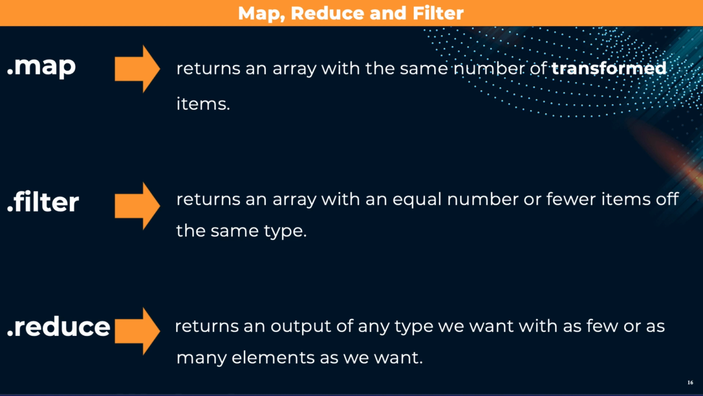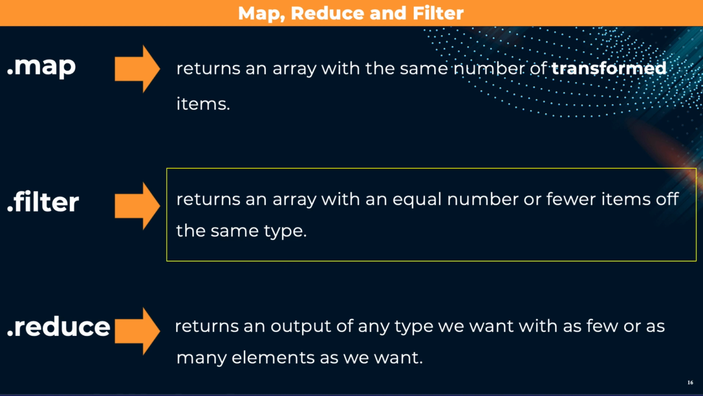Filter will return an array with an equal number or fewer items of the same type. So for example, we could filter on an array and find all the quotes which are greater than 1000. That might be less than the number that we started with, or it could be them all.